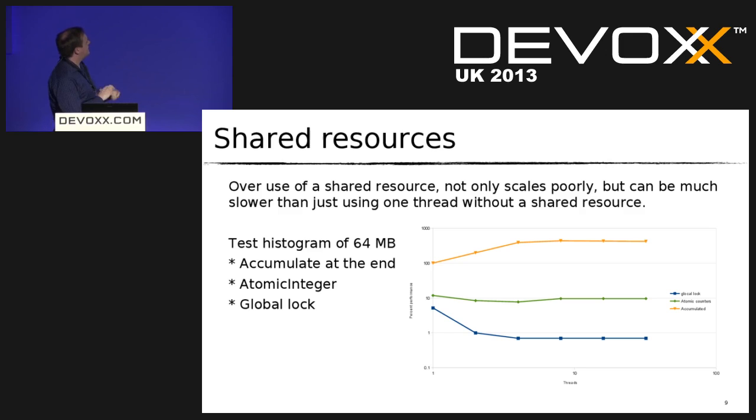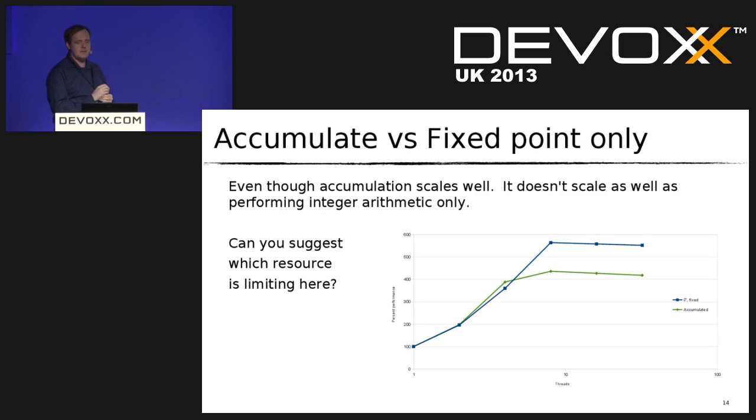But there is still a path there where you could have made it faster. Now, slide slightly out of order. This is a comparison between using the accumulated integer and the previous example where every thread was completely independent. And in fact, there's a discrepancy here. It doesn't scale quite as well. Has anyone got any suggestions as to why it doesn't scale quite as well as the completely independent threads? What shared resource is it working on? Yeah?